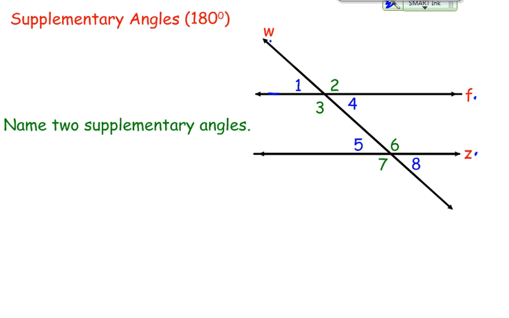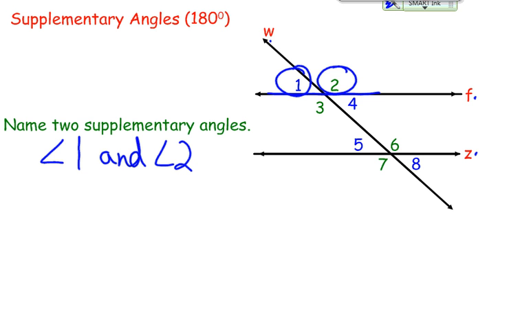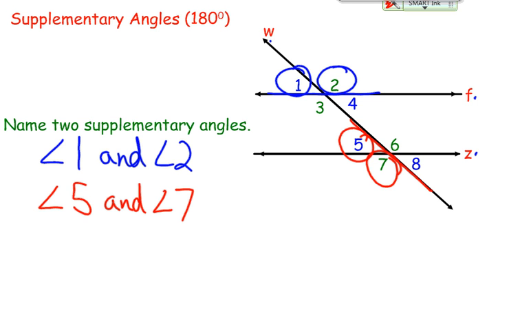Okay. So I see a straight line right here, and so I could say angle 1 is supplementary to angle 2. So I could say angle 1 and angle 2 are supplementary, and that would be very true. I could also say, well, I also see a line going like this. So I could say angle 5 is supplementary to angle 7. All right? And so we have that idea. All right, take just a minute, pause the video, and name two more supplementary angles from this figure.